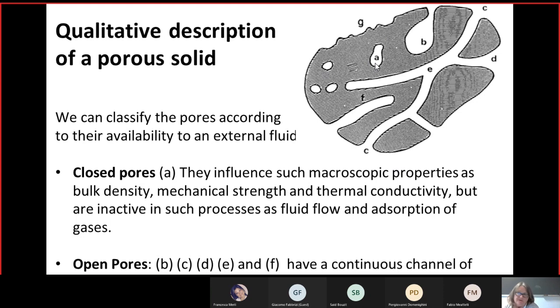And of course, this is a two-dimensional representation of a three-dimensional structure or material. So then we also have open pores, and these are shown by these various pores here that are open to the surroundings. Again, we classify pores as either closed pores or open pores. The open pores communicate with the external surfaces, and the closed pores do not.